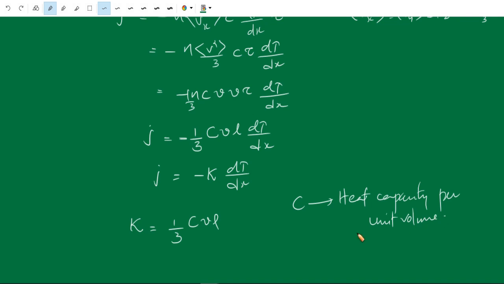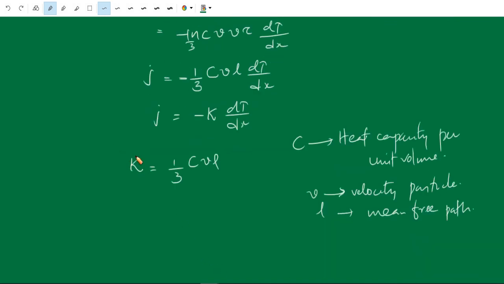V is the velocity of the particle, and L is the mean free path. Mean free path means the average distance between two successive collisions. Okay, so this is the thermal conductivity coefficient kappa.